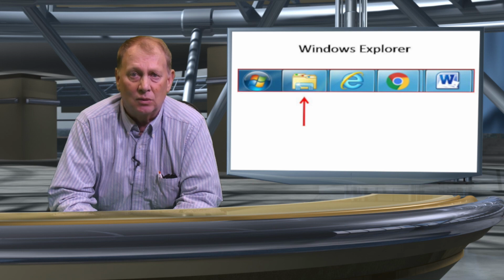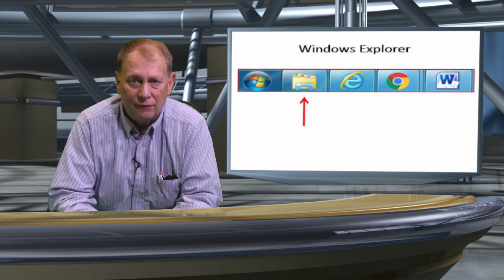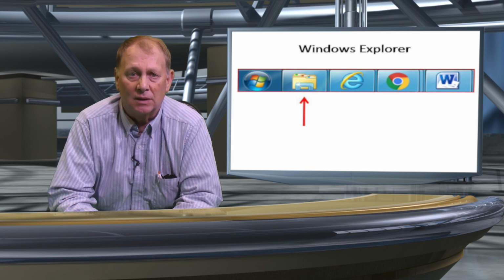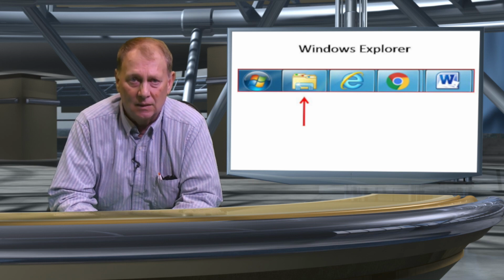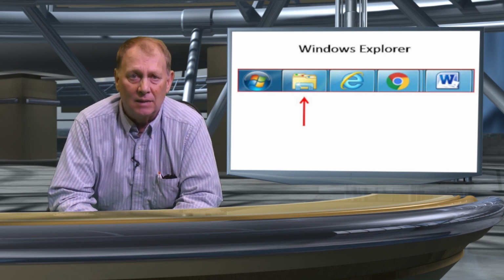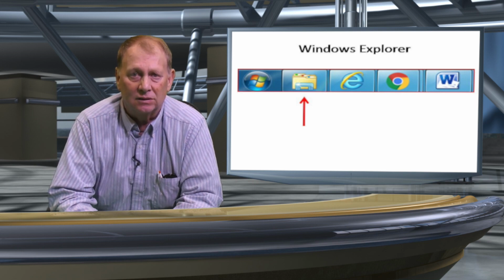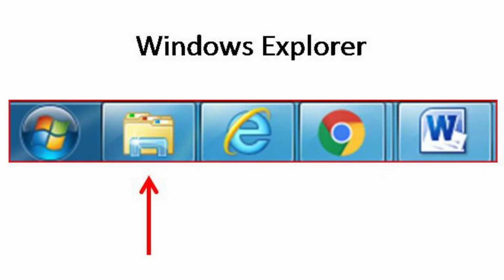Note that the Windows Explorer icon is a set of manila folders. I want to emphasize that Windows Explorer has been around since Windows 95. That's 20 years ago. Windows Explorer is a file manager application that is used to navigate and access the file system on your computer. There are a number of features in Windows Explorer that you need to get familiar with. Open Windows Explorer by double-clicking the folder icon on the taskbar.